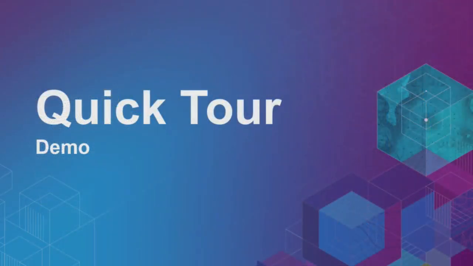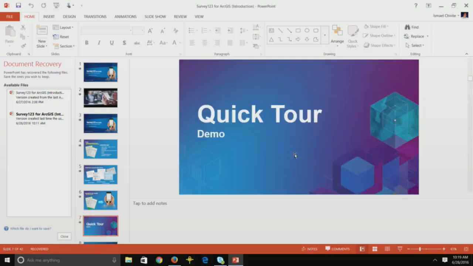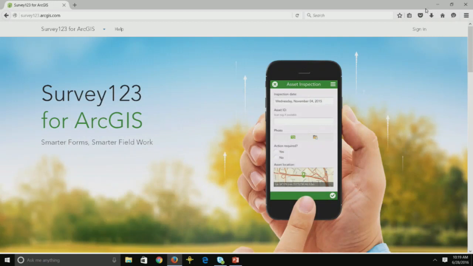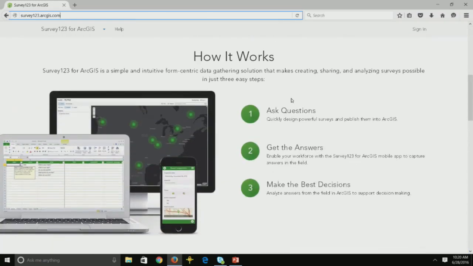So I'm going to give you a quick tour of Survey123. So the first thing I'm going to do is I'm going to go into the survey123.arcgis.com website. This is where you come when you want to start using the software. Survey123 is not just a mobile application. It is a complete solution for you to create your own forms, actually smart forms. And we will talk about what smart forms mean in a minute.